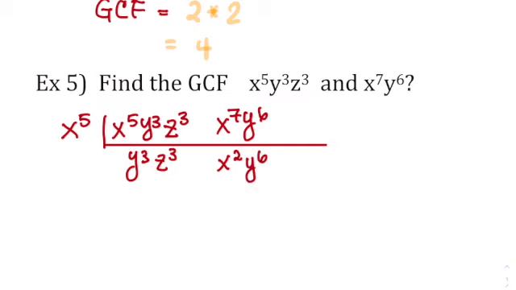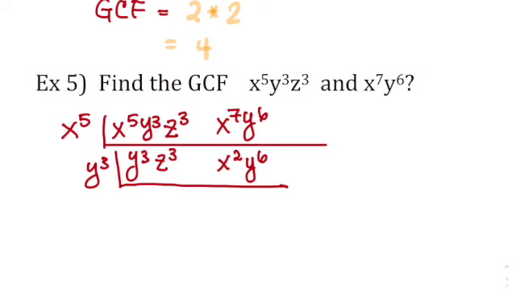So I'm going to write it down. Then I'm going to take a look: what else do they have in common? Well, in this case, they have y in common, with the exponents 3 and 6. It's usually the lowest exponent. So when you have a lowest exponent between y to the 3rd and y to the 6th, you're going to pick y to the 3rd.